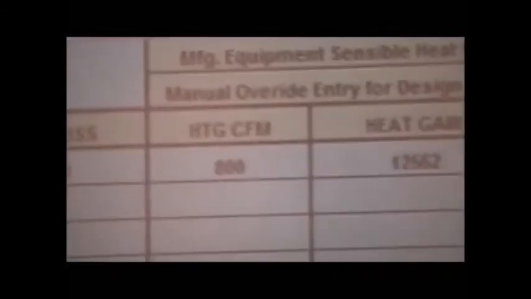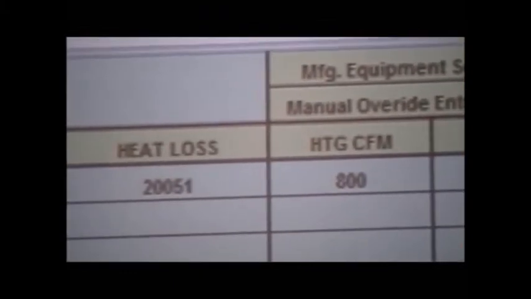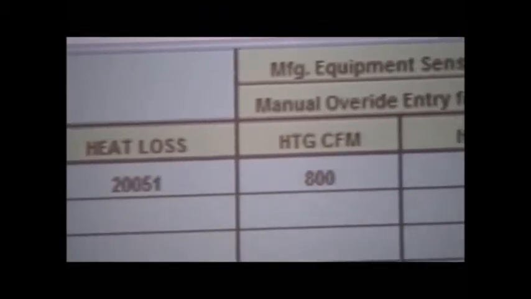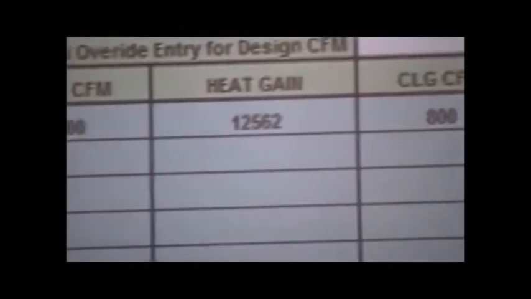There's a lot of information you can get in there. You can get down to the dirty details, like they say. But I don't think we're going to do that. We're going to take a look at our summary. There we go. This tells us that the block load, our heat loss, is 20,051 BTUs. Our heating CFM is going to be 800 on the normal unit. That would be in the neighborhood. Our heat gain is 12,562. Our cooling CFM is going to be 800.